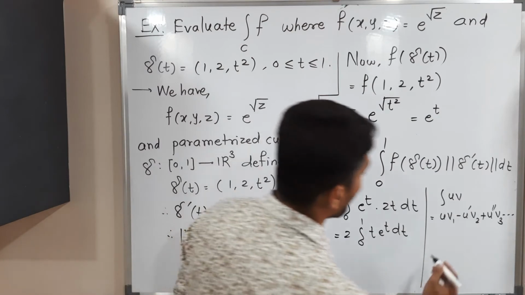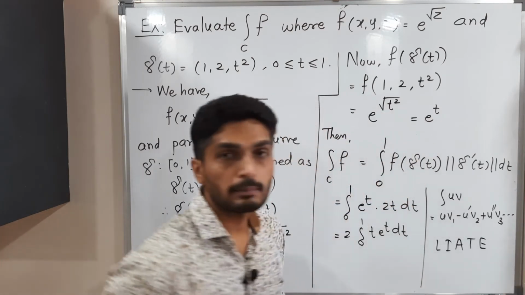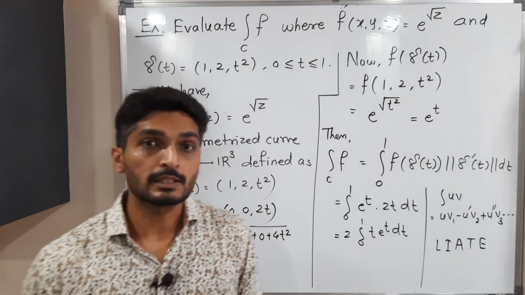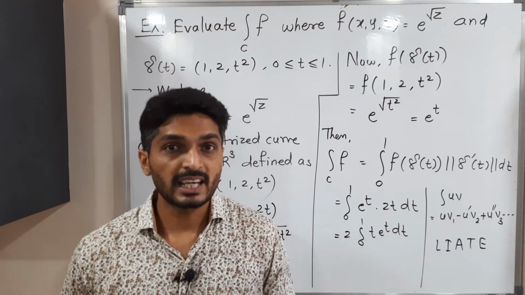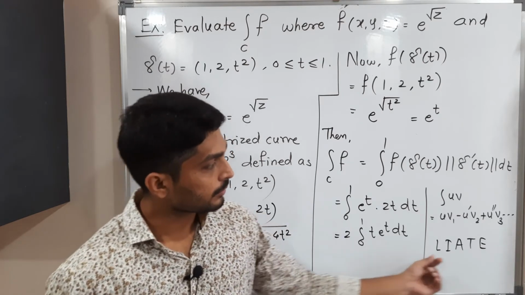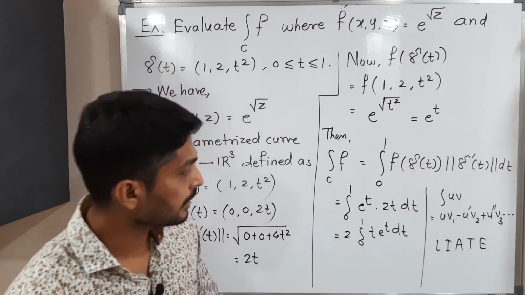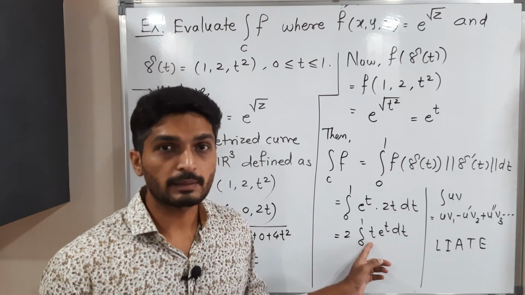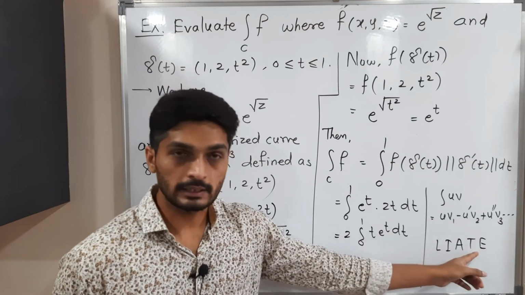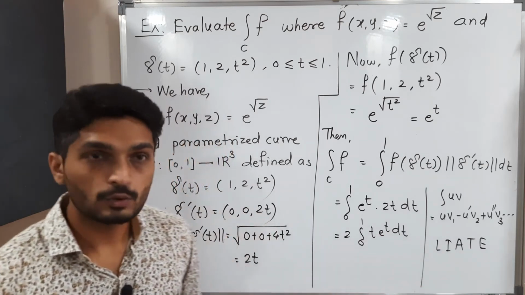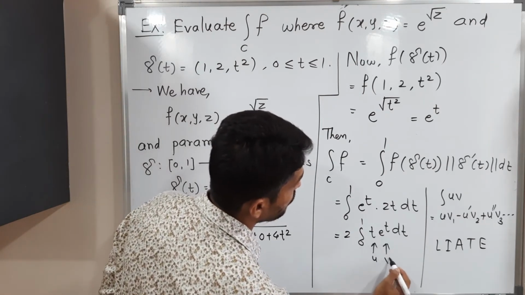So here we have a rule, LIATE. L means logarithmic, I means inverse trigonometric, A means algebraic, T means trigonometric, and E means exponential. By considering this sequence, we select our u and v. Here t is algebraic, so A. E raised to t is exponential, E. A comes before E, so that's why our choice is correct. This is our u and this is our v.